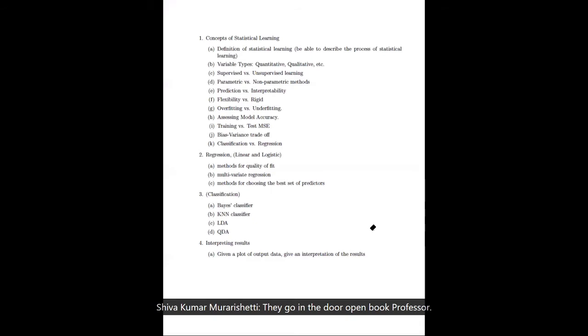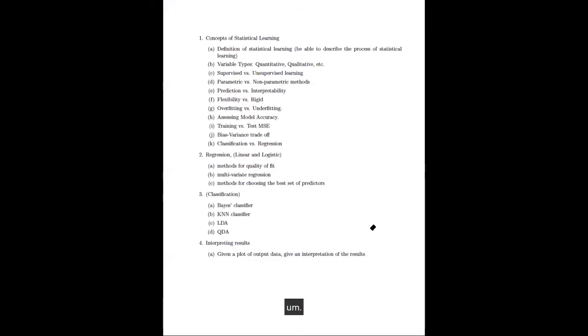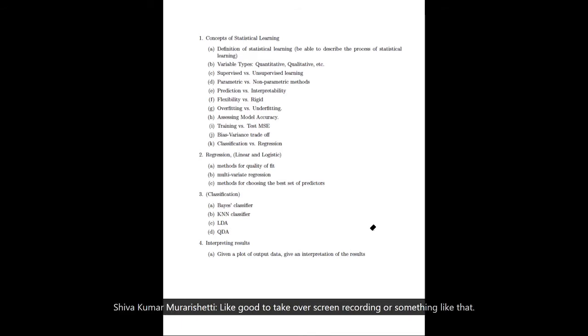Is it open book, Professor? It is. You can use your notes, but it's going to be on lockdown browser. Will it take our screen recording or something like that? Yeah, the lockdown browser keeps you from opening other tabs and going anywhere else. Can we use the textbook? Yeah, I think so.